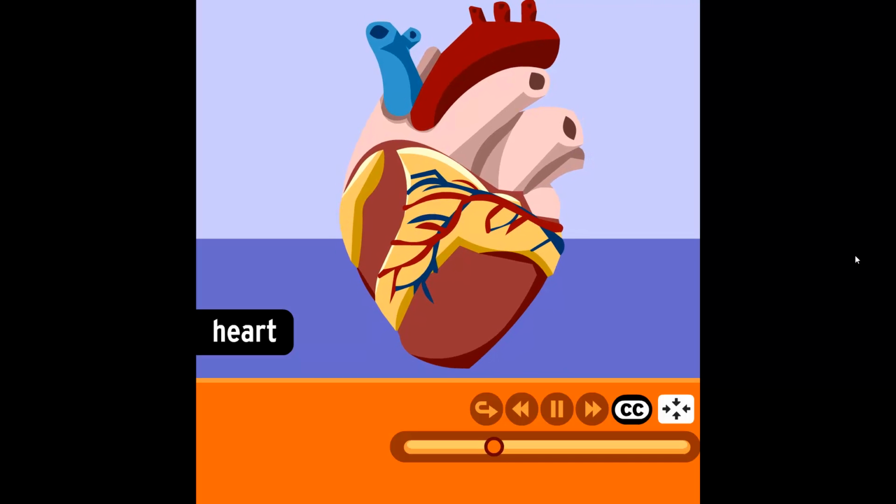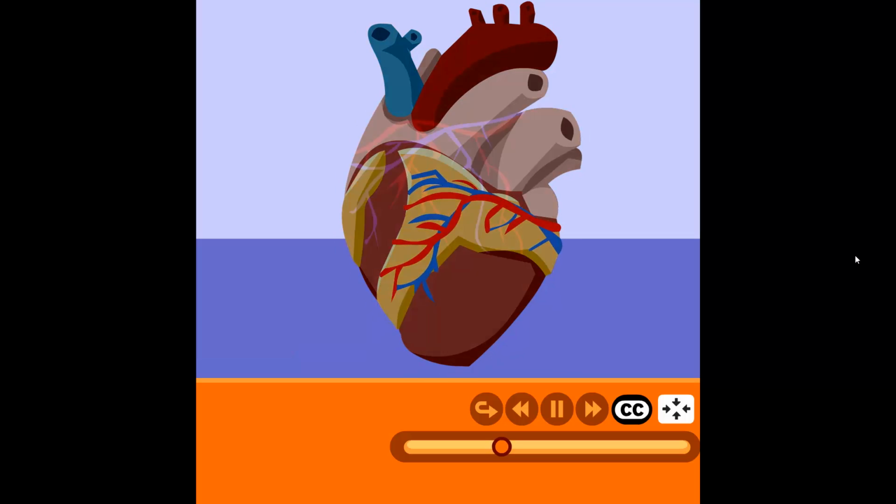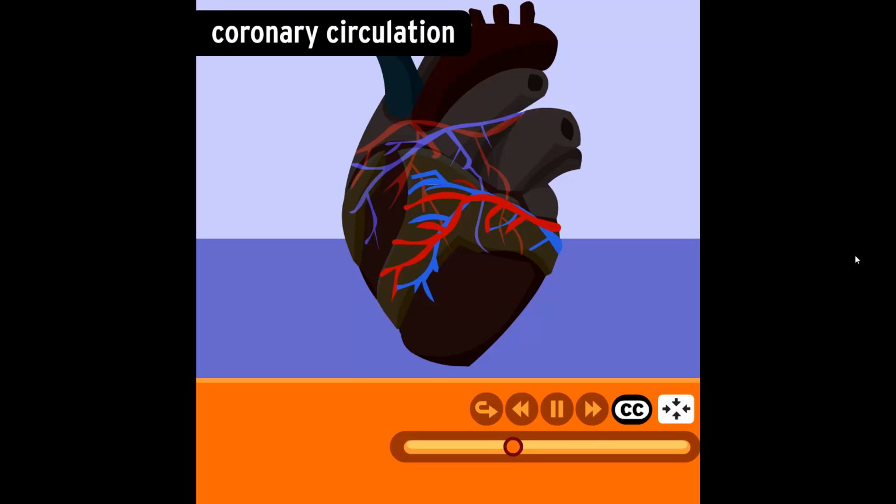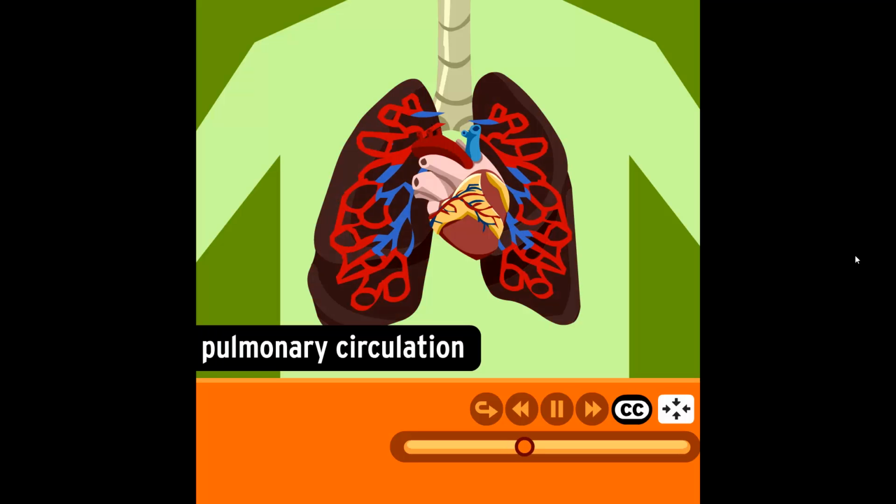The heart is a muscle that pumps blood through your body, and it handles 3 types of circulation. Your heart has its very own network of blood vessels that brings nutrients in and removes waste. This is called coronary circulation, the flow of blood within the heart itself. Pulmonary circulation is the flow of blood through the heart to the lungs.